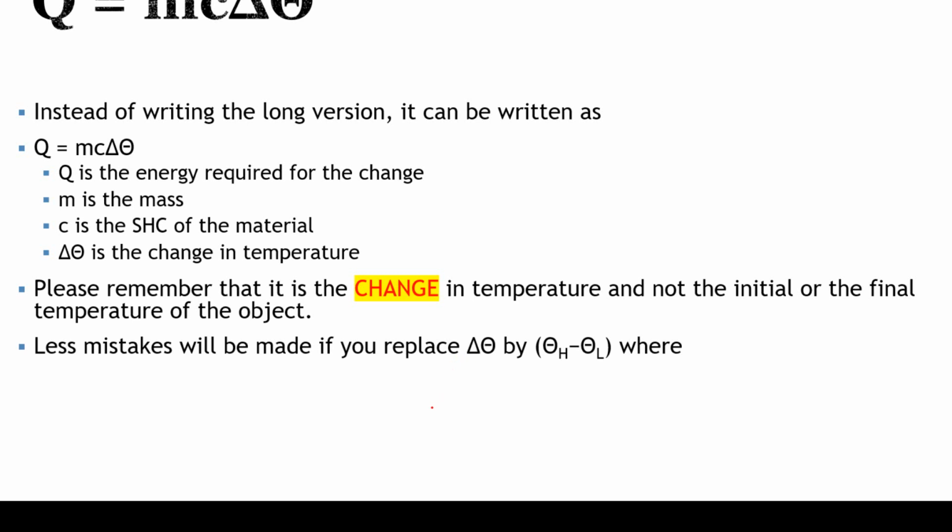Sometimes you can make fewer mistakes if you replace this θ by the difference in temperature, θH minus θL, where θH is the higher temperature and θL is the lower temperature. If you subtract them, of course, it would be the change in temperature.